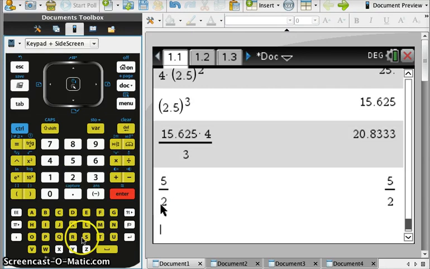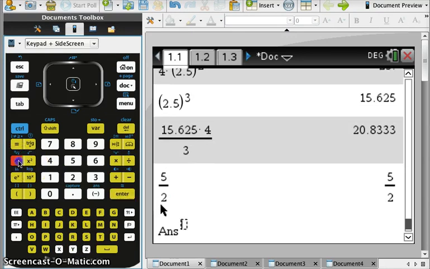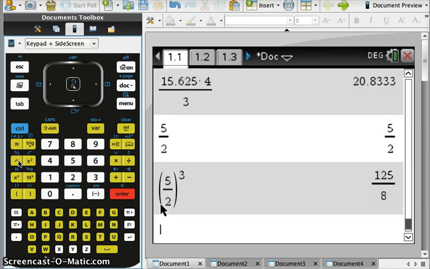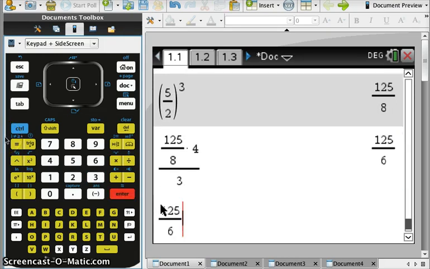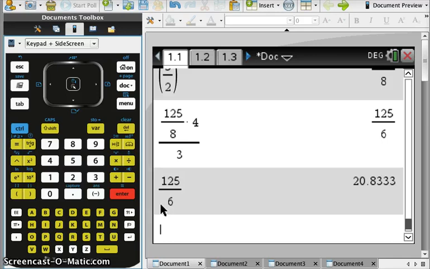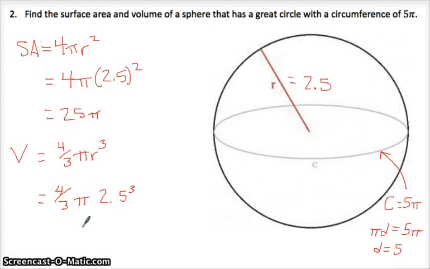If we go 5 halves, that's the same as 2.5, right? And then we cube that. Great. And then we take that times 4/3. I can get 125 over 6. And if I have 125 over 6, is that the same as what I had a second ago? Yeah, it's the same decimal. I like 125 over 6 better. 20.833 blah, blah, blah is okay too. So 125 over 6 is my favorite, so let's do that.